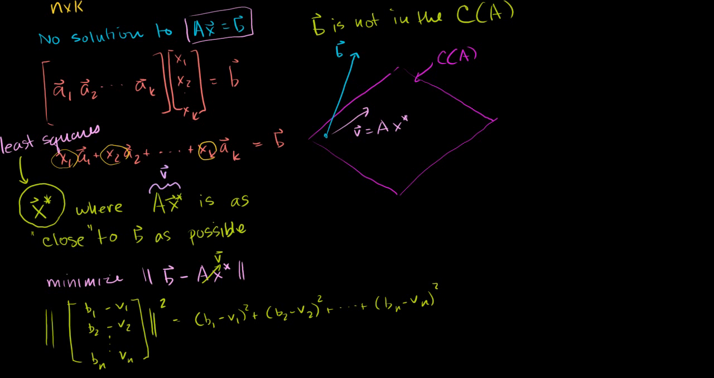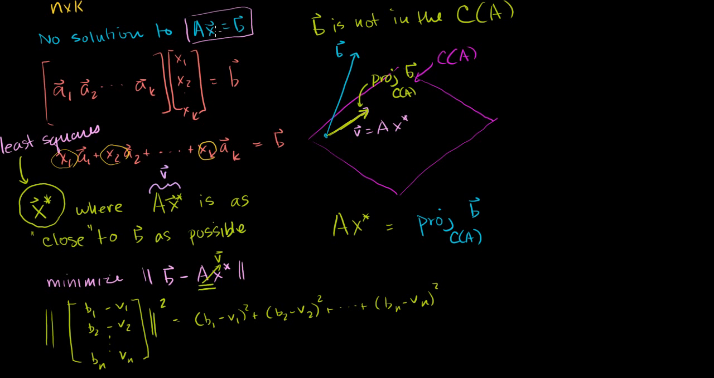Now, we've already seen in several videos what is the closest vector in any subspace to a vector that's not in my subspace. Well, the closest vector to it is the projection. The closest vector to b that's in my subspace is going to be the projection of b onto my column space. That is the closest vector there. So if I want to minimize this, I want to figure out my x star, where A x star is equal to the projection of my vector b onto my subspace, or onto the column space of A.